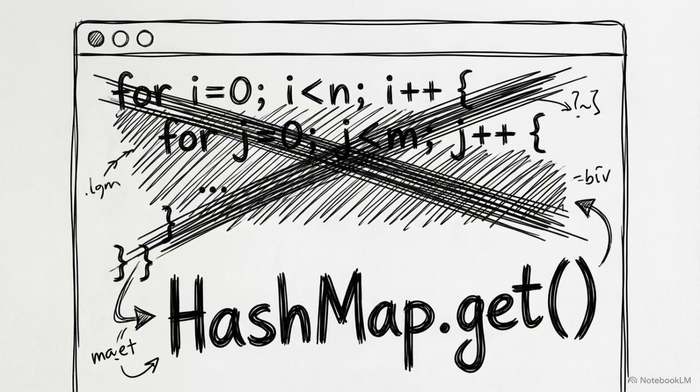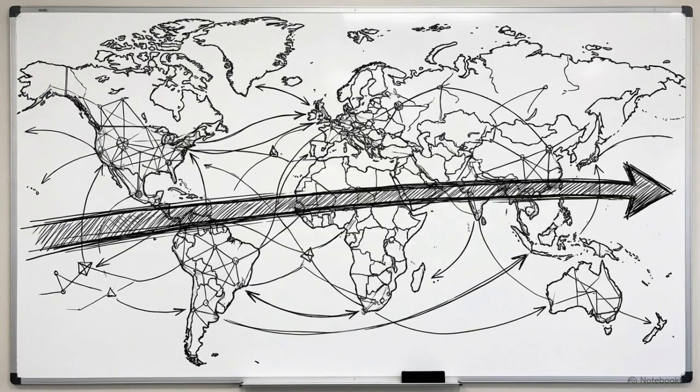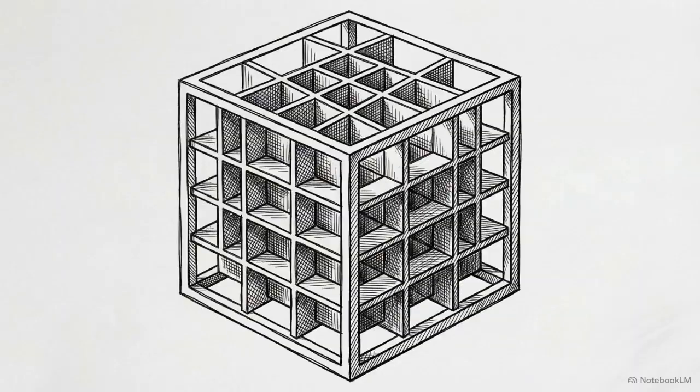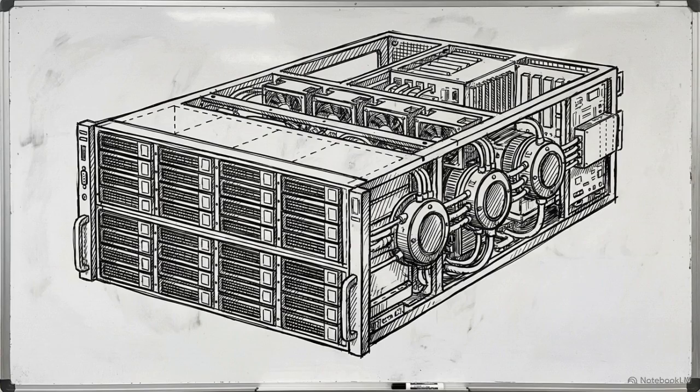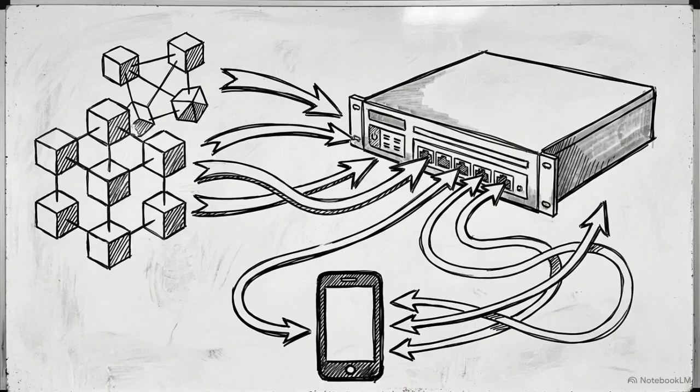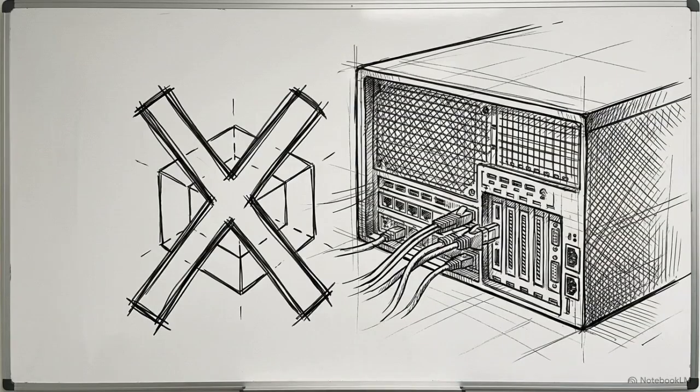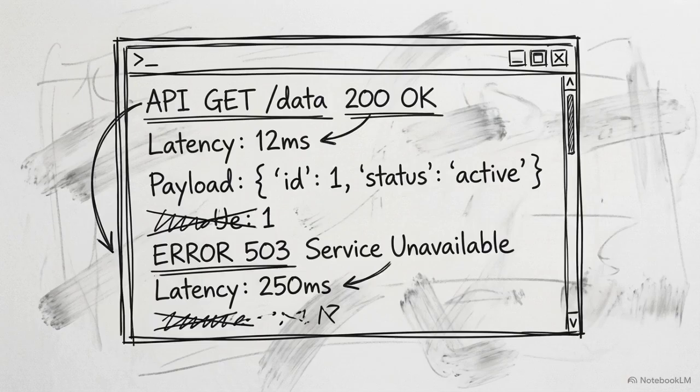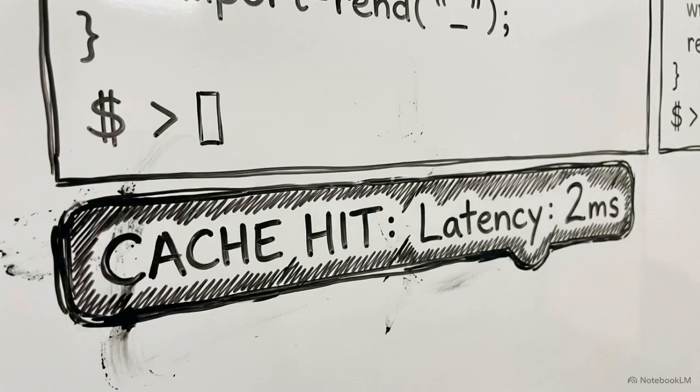Utilizing O of n auxiliary space for the hash map eliminates the nested inner loop. This specific memory trade-off scales up to govern massive system architectures. Combine a hash map with a doubly linked list, and you create an LRU cache. It stores frequently accessed data and evicts the oldest entries. The O of 1 lookup demonstrated in a basic coding test uses the exact same mechanics that ensure high-speed API response caching in production environments.